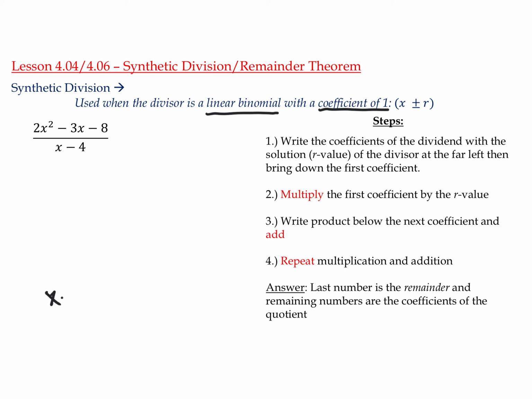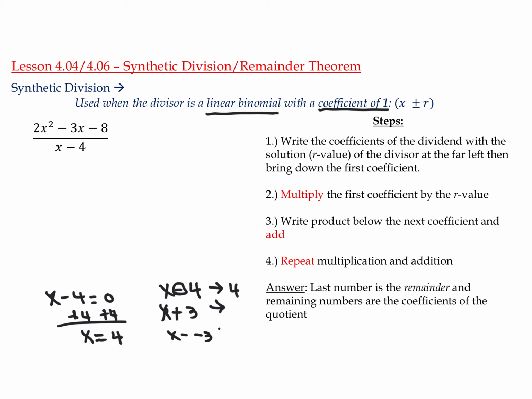We can either say x minus 4 is equal to 0, solve that, and we get x is equal to 4, and that tells us what our divisor is. Or we can just remember that when we're doing synthetic division, our divisor has to be the number after the minus sign. So in this case, our divisor would be 4. If you had a divisor that was x plus 3, you would have to rewrite that as x minus negative 3, which would then mean that your divisor is negative 3.